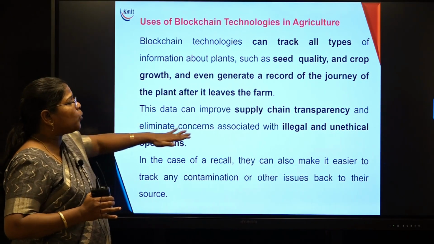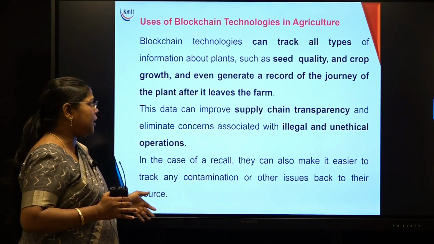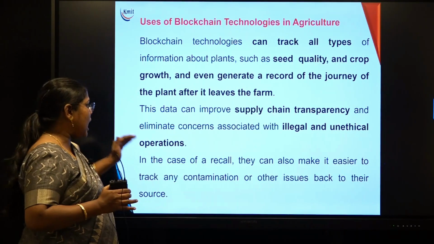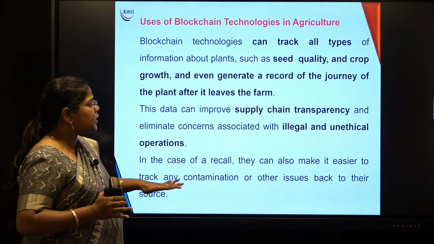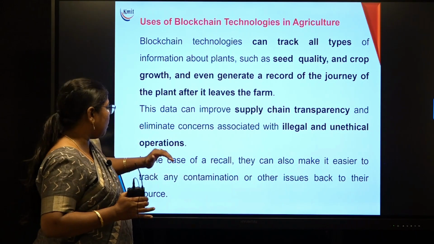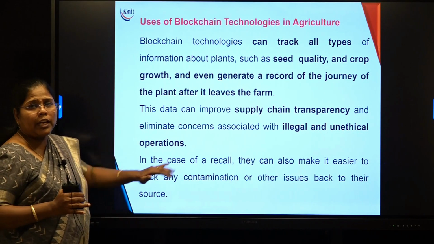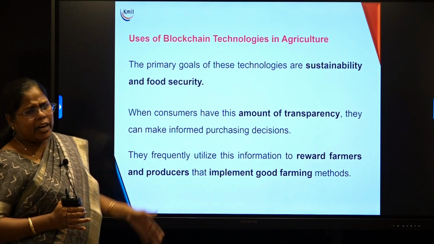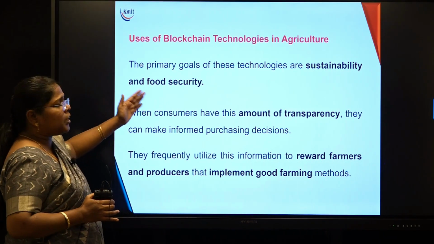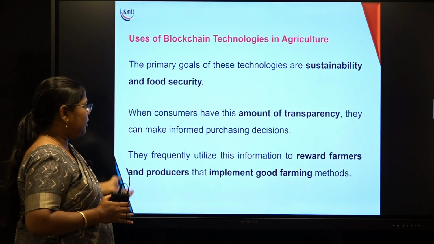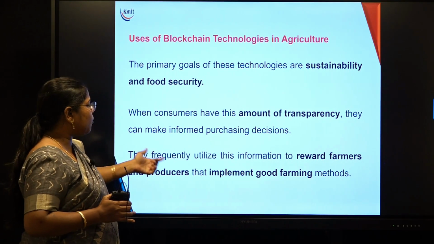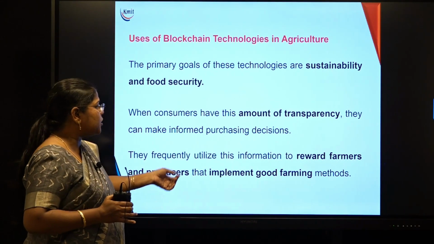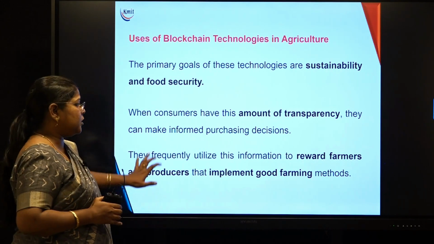It also improves supply chain transparency, and it eliminates illegal and unethical operations. In this way, we can use blockchain in agriculture to provide transparency and sustainability in food security. They frequently utilize this information for rewarding the farmers and producers that implement good farming methods.